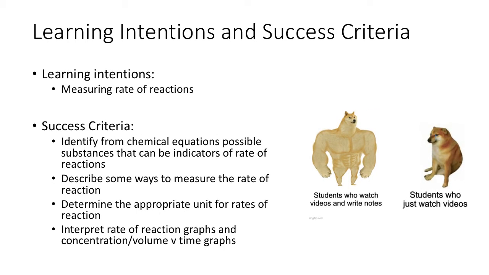We're going to be able to identify from chemical equations possible substances that can be indicators of a rate of reaction, and we'll go through that. Describe some ways to measure the rates of reaction. Determine the appropriate units for rates of reactions, just looking at the units of those, and then interpret some graphs as well. That's going to be a pretty big one as well. So let's go through.